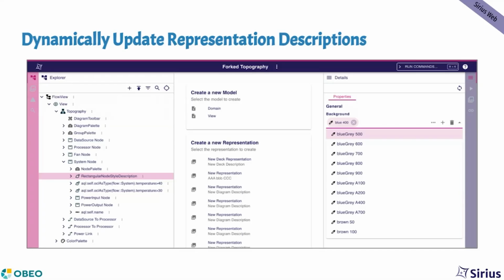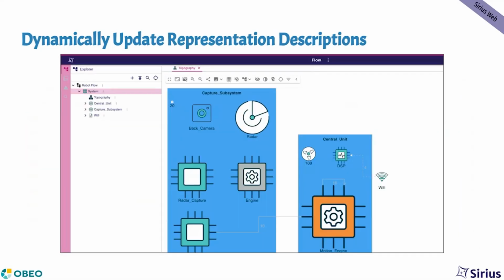You can change anything. So here we can customize the background color of the system node. And if we go back to our existing diagram, we can see the result dynamically. In a couple of clicks, we can change anything.